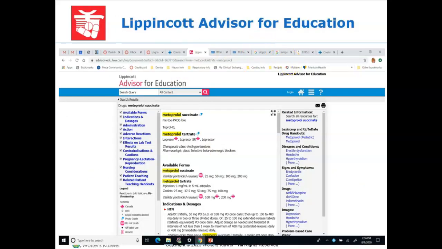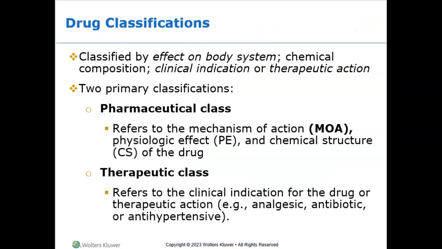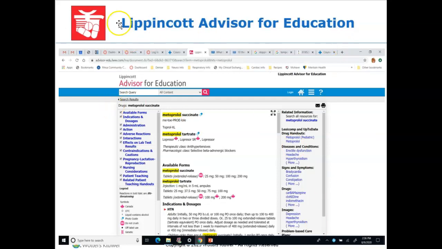Here's an example. If you go into your textbook resources, you can go under your Lippincott Advisor and pull up all the information on any medication you would like to see. This was not available to me when I was a student. It's a pretty cool tool. But I will say that it can be quite long and overwhelming. Do you need to know every single thing? No, you don't. You really do not.